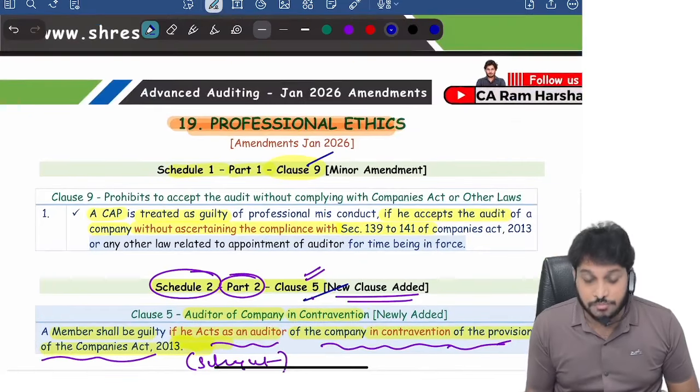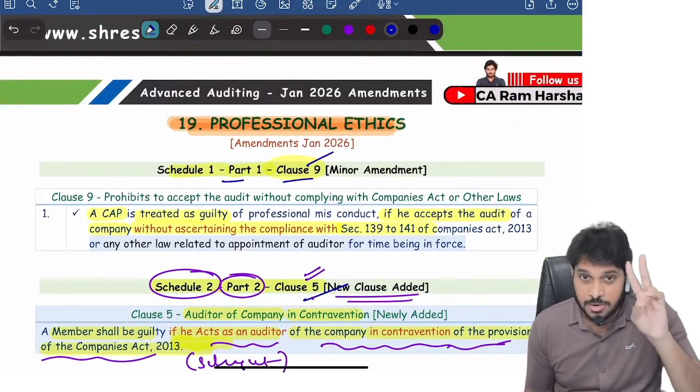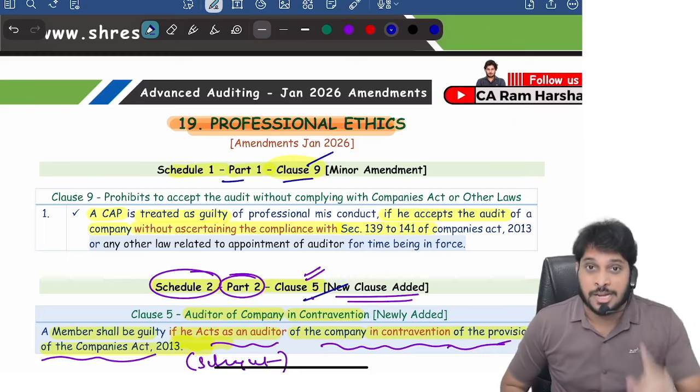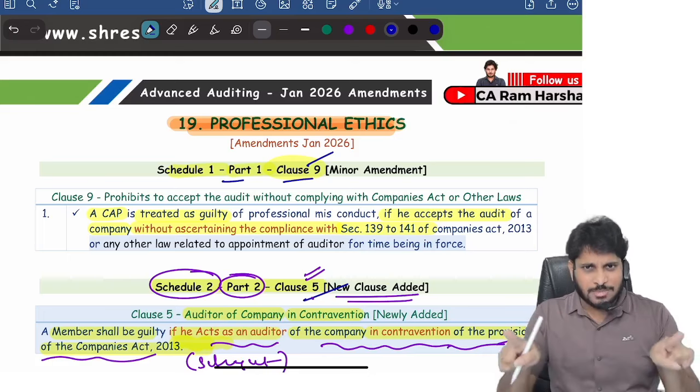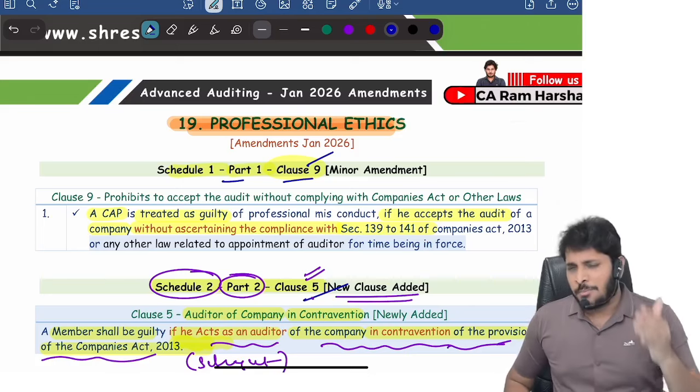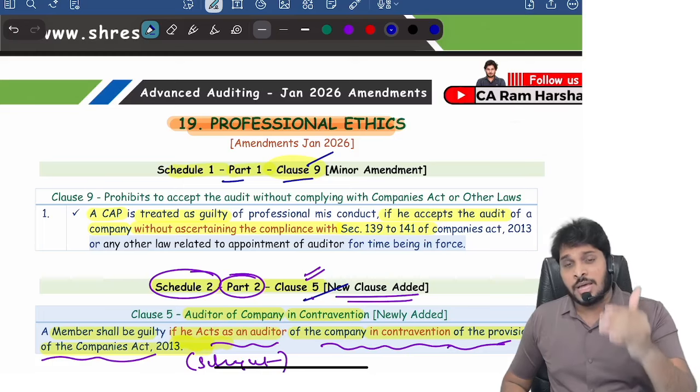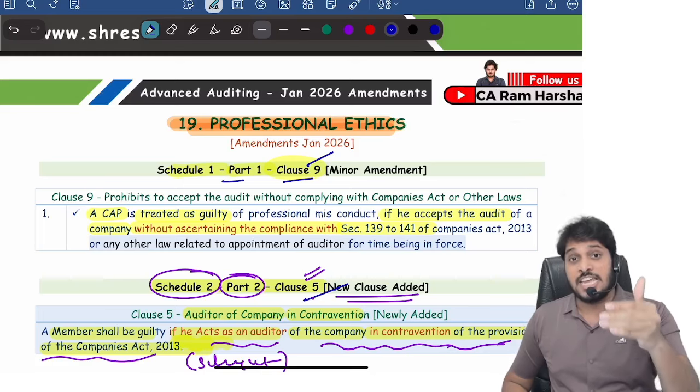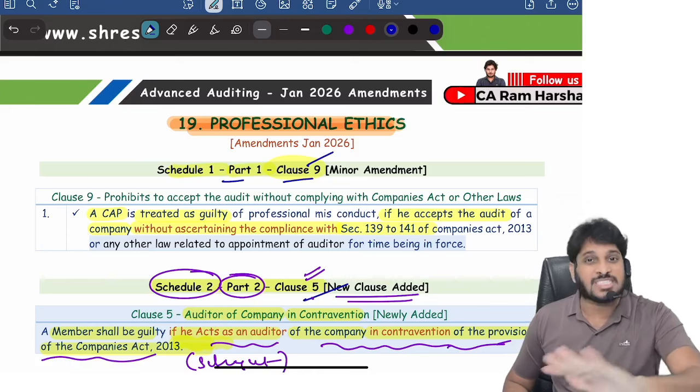How is clause 5 different from Schedule 1, Part 1, Clause 9? Now I told you, so for clause number 5, I hope you are clear. This is a new clause in Part 2, Schedule 2. By the way, Schedule 2, Part 2 deals with what? Professional misconduct for members in general, whether you are in practice or service, doesn't matter.